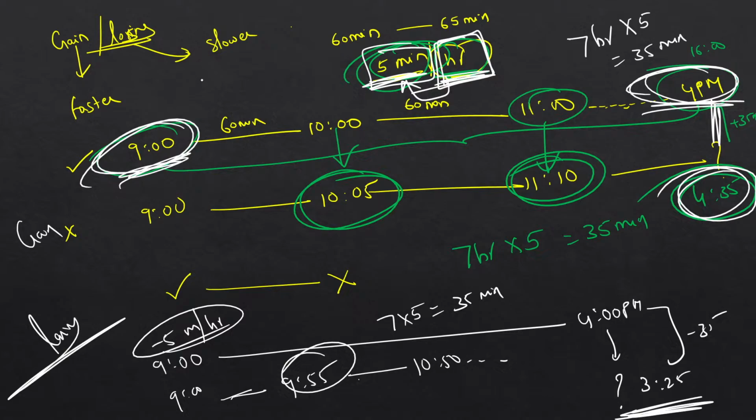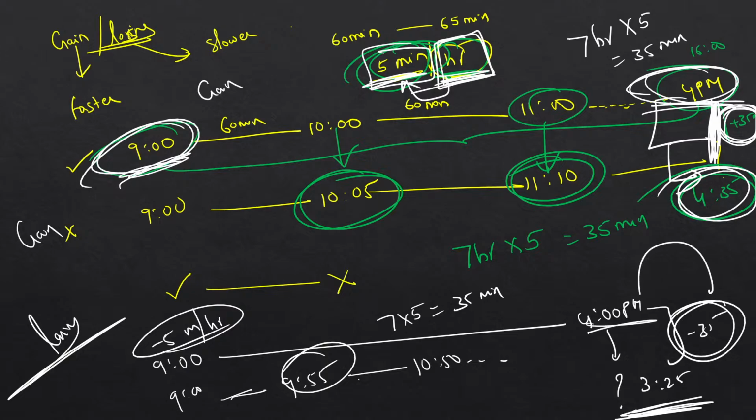So remember, if it is the gaining case, you are going to add your gained time to your original time to get the faulty time. But if it is a losing case, you are going to subtract your lost time from the original time to get the faulty time. That is it. You can add or subtract based on gaining or losing to the original time to get the faulty time.